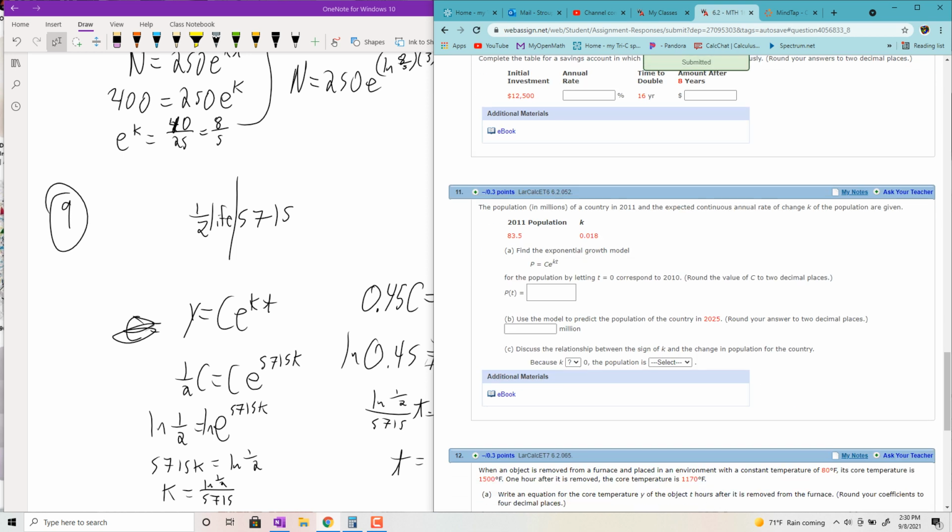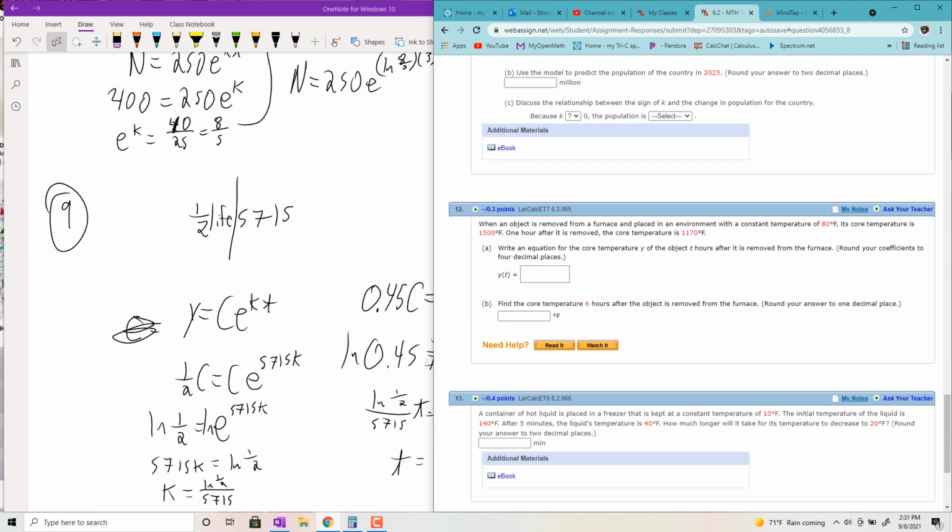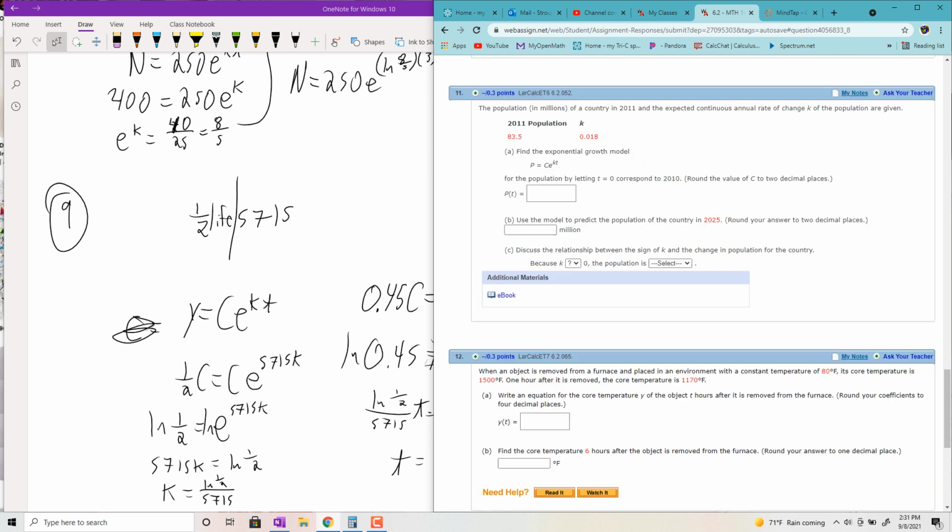Okay. Let's see if there's anything else I need to look at. These are cooling problems. I think we'll call it quits there.